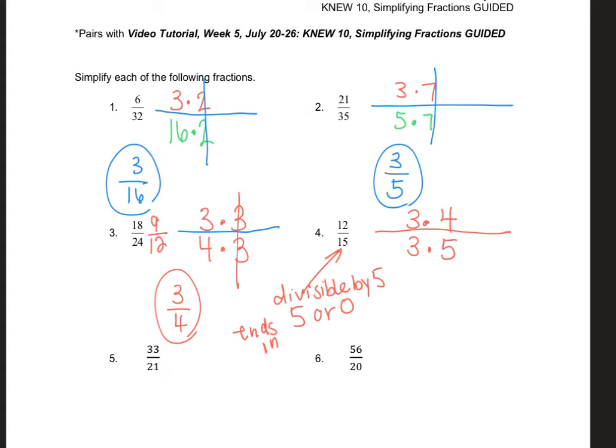Divisible by 2 when it's even. It's divisible by 3 when you add up the numbers and the sum is divisible by 3, so 3, 6, 9. Trying to think of what else. 10 is obviously 10, 20, 30, 40, 50, 60, so it ends in 0.